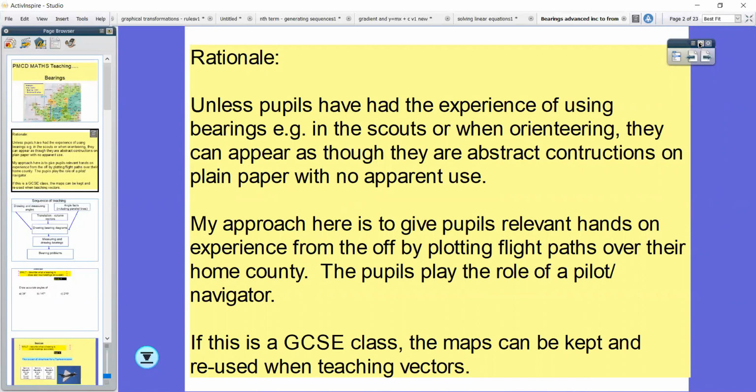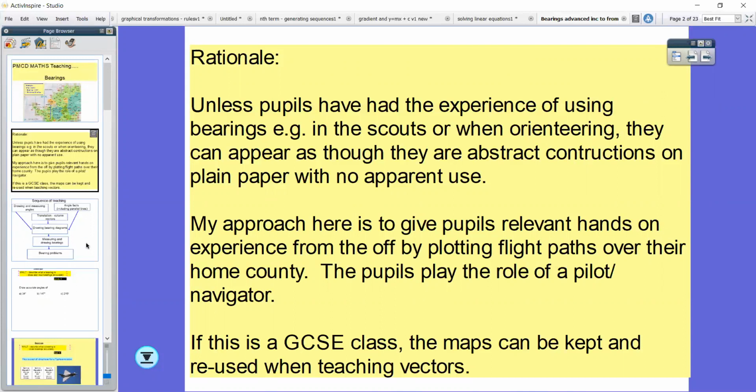I feel pretty strongly about this, because if you teach it from a textbook, sometimes they'll use maps, but often it's just very, very boring, plain diagrams. And if students have got no experience of bearings at all, this just seems absolutely pointless. So, a role-playing exercise here to help them experience what it's like to draw bearings and perhaps know about the consequences of being inaccurate with that.